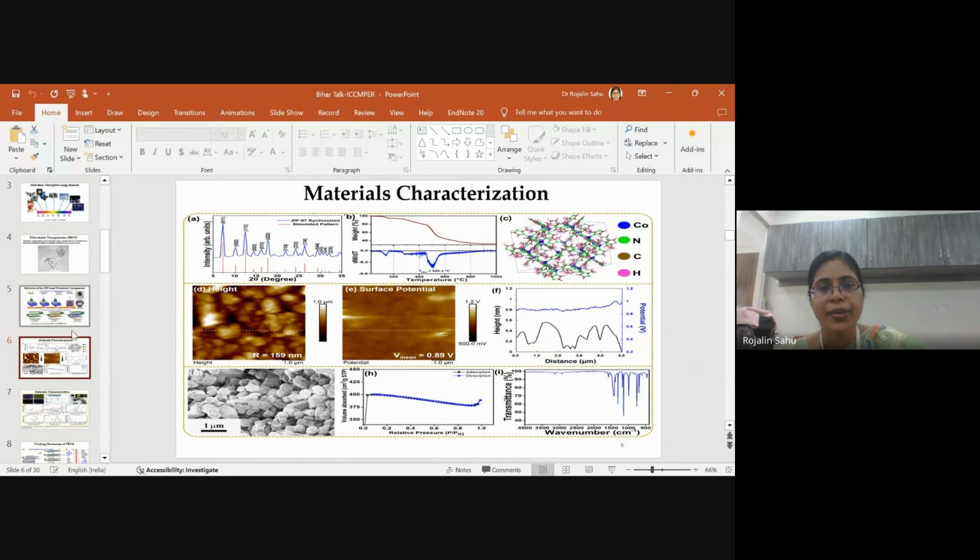That way, the material is thoroughly characterized by using powder XRD and TGA, and it is thermally stable up to 400 degrees Celsius. And again, the roughness is very important, because when roughness is more, the friction will be more. So the roughness is measured by using AFM, and the roughness is 159 nanometer, and the surface potential is also equally important to understand whether our material is positively charged or negatively charged.